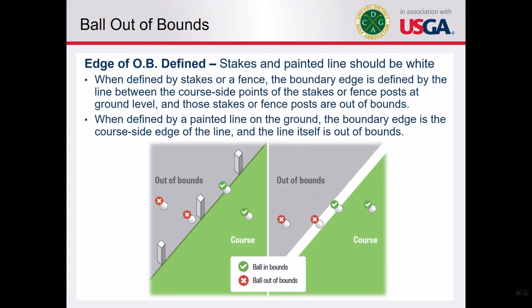So when is your ball out of bounds? When out of bounds is defined by stakes or a fence, the boundary defining out of bounds is a straight line between the course side edge of the stakes or fence posts at ground level. When out of bounds is defined by a painted line, the course side edge of the line is the boundary that defines out of bounds. The stakes and fence posts or the painted line in these cases are all out of bounds, and if any part of the ball touches the course, then your ball is considered to be inbounds.